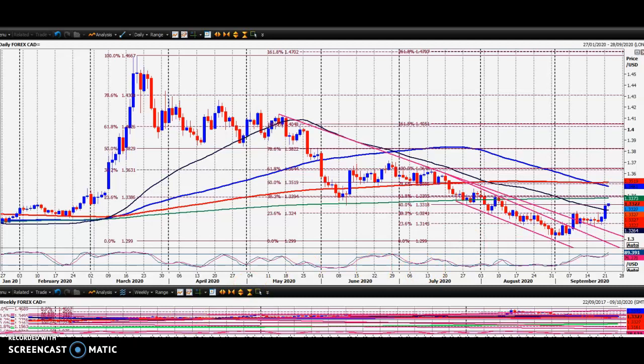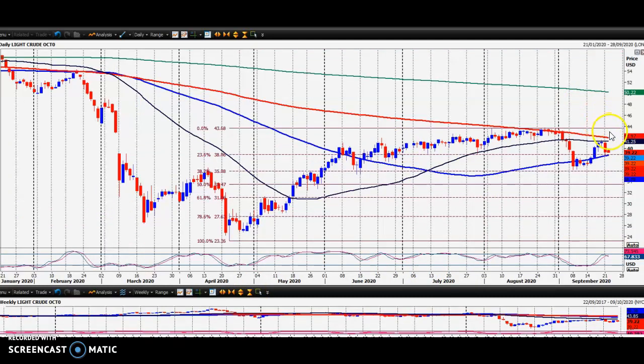Oil, we were short, and that just worked really nicely. We were getting short around the end of last week, and of course we absolutely collapsed. Now you can see why we bottomed out here, the 23.6% fib at 38.86, coupled with the 100-day moving average. We got down to 38.66, which was just a fraction below the 100-day moving average.